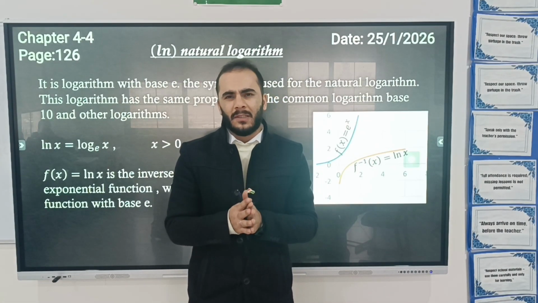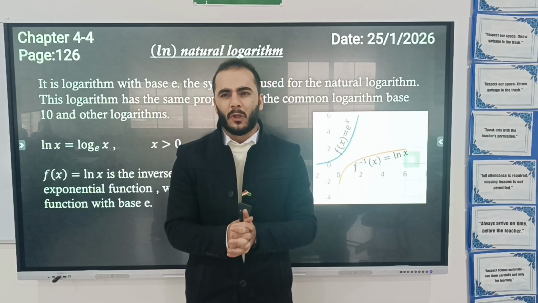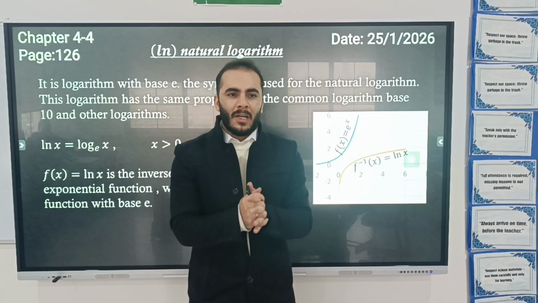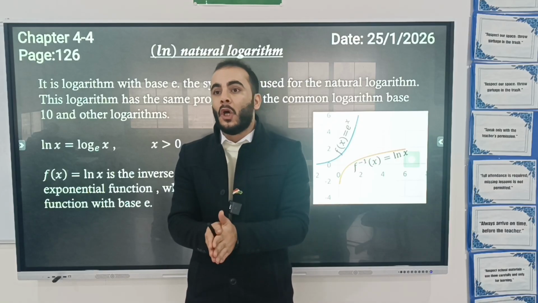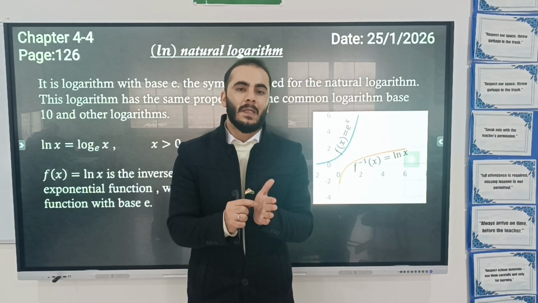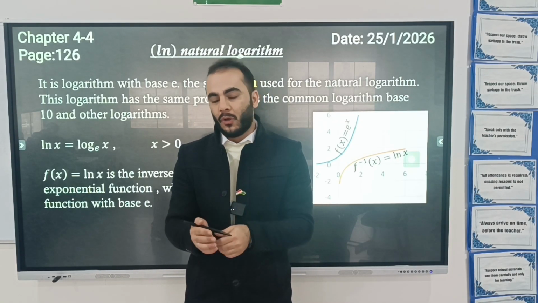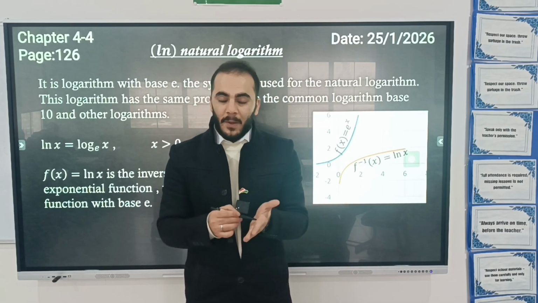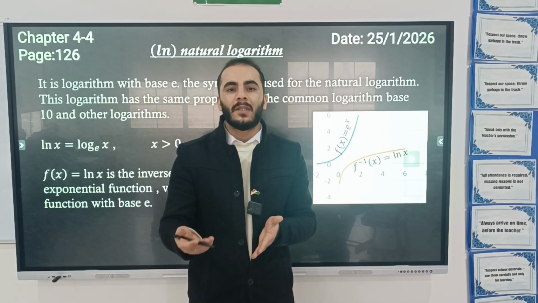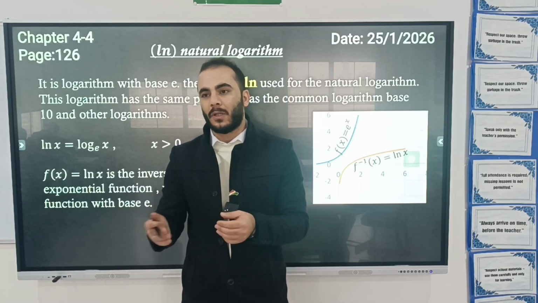Recently, in the third section, we discussed logarithmic function. Well, natural logarithmic function is a specific type of logarithmic function when the base is e. Whenever the base is e, of course, you know that logarithm has two parts, exponent and base. Whenever the base is e, we call it natural logarithmic function.